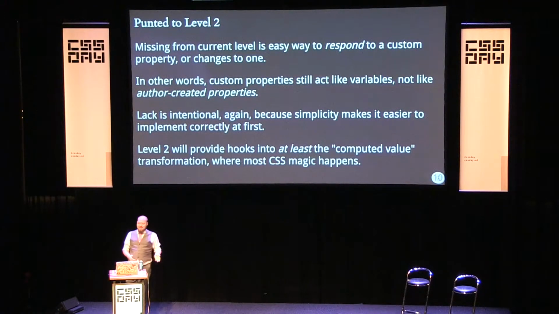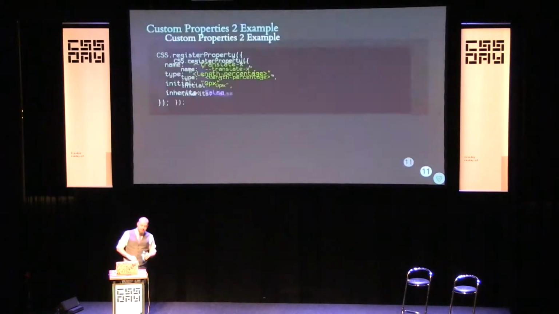Most properties aren't like that, though, in real CSS. You specify them, and then they have some non-obvious sort of behavior. This will be done in level 2 with something, probably as a computed value hook. I'm going to show an example of what it can look like.